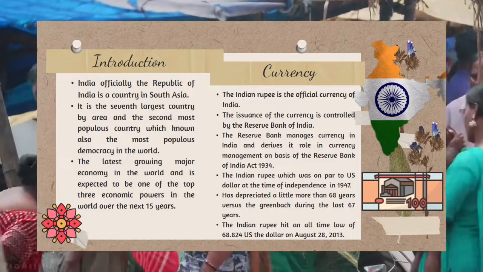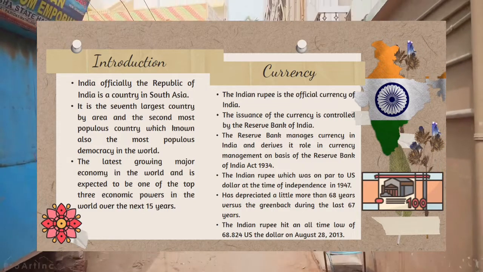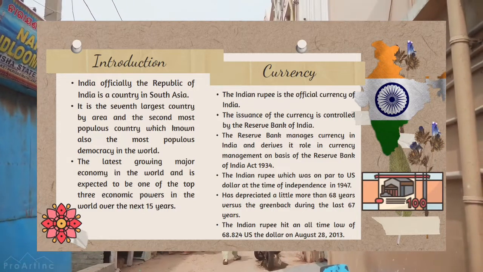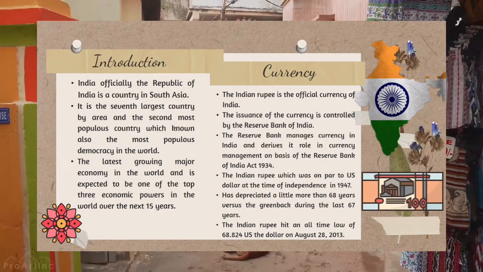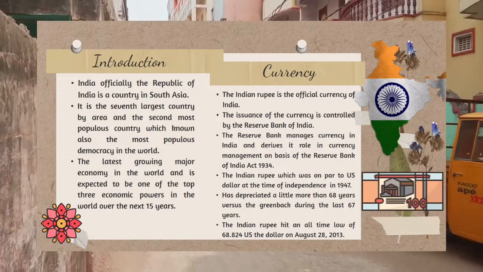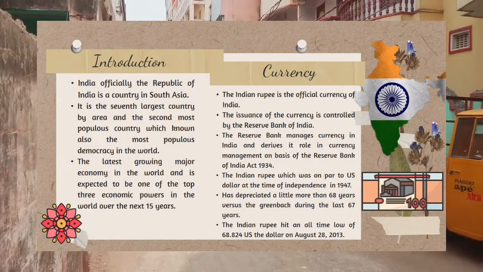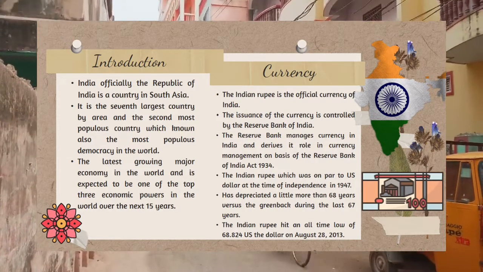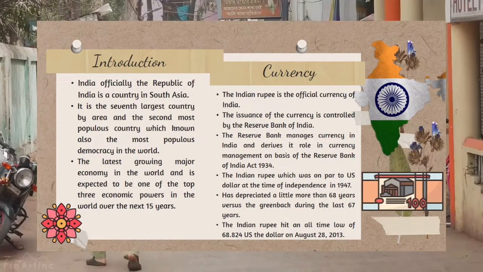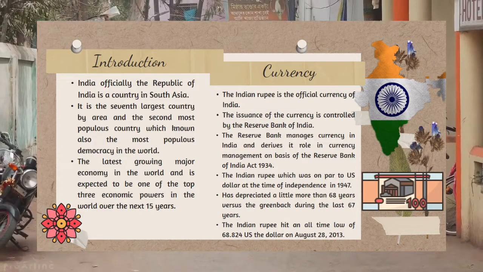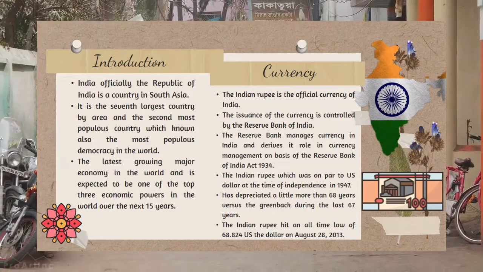The Indian rupee, which was on a par with the US dollar at the time of independence in 1947, has depreciated a little more than 68 times versus the greenback during the last 67 years. The Indian rupee hit an all-time low of 68.824 versus the US dollar on August 28, 2013.